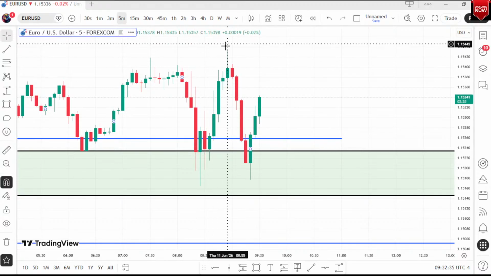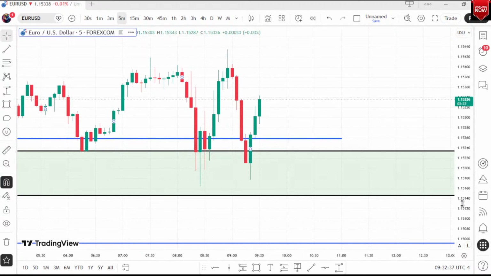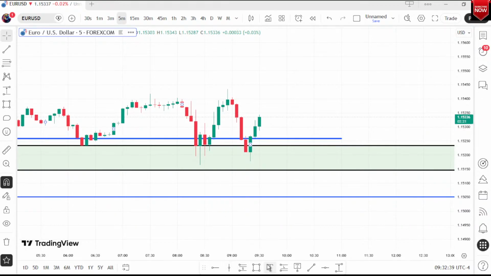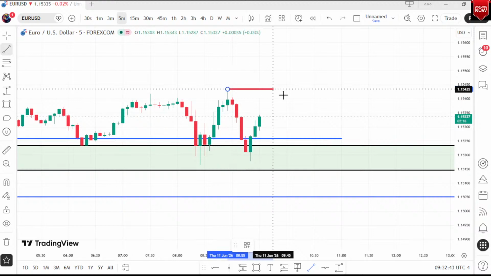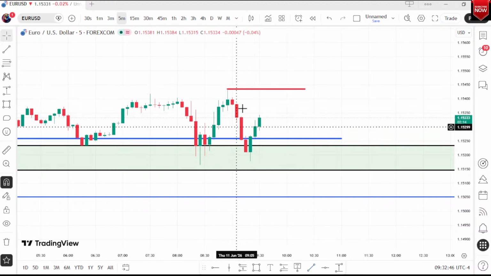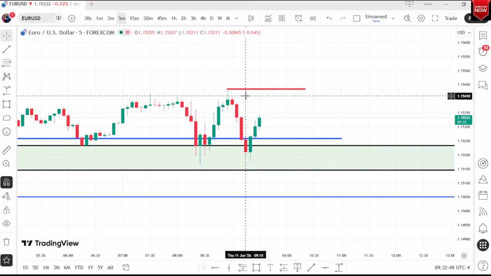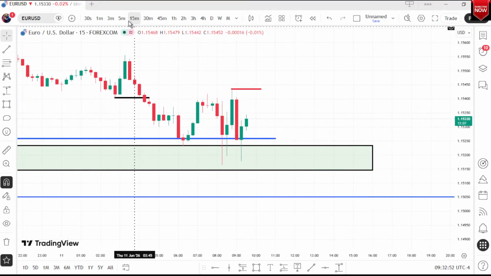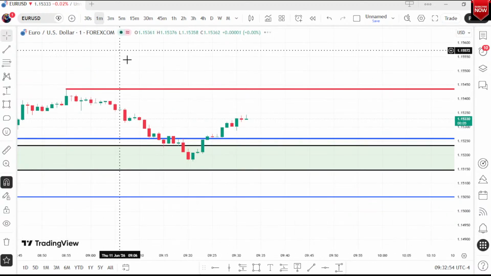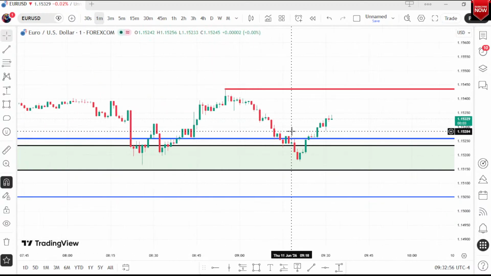This is the swing high. If you're going to go up higher, this is the swing high that we will want to see. You see this? That's the market structure shift. That's why you want to see a market structure shift there at that point. But in the 1 minute, I think there is a market structure shift.